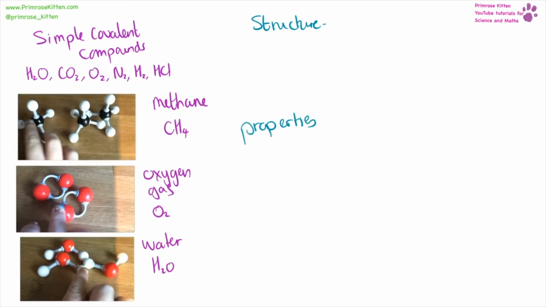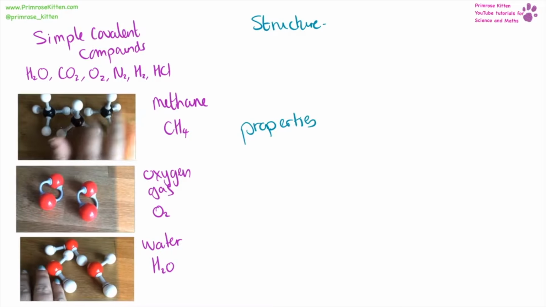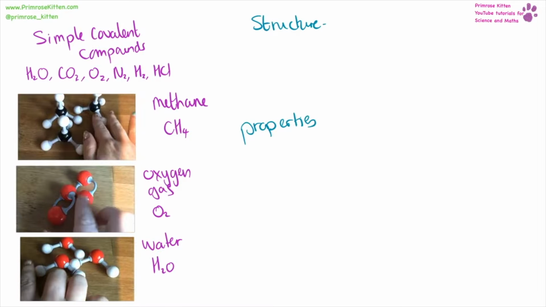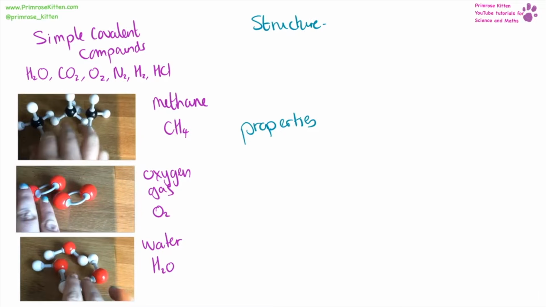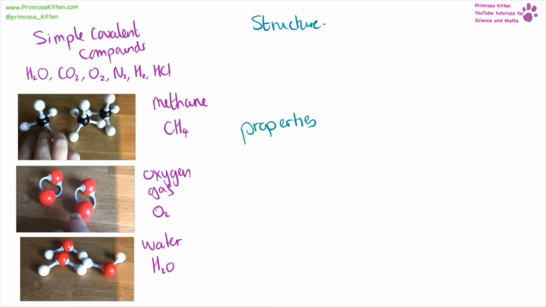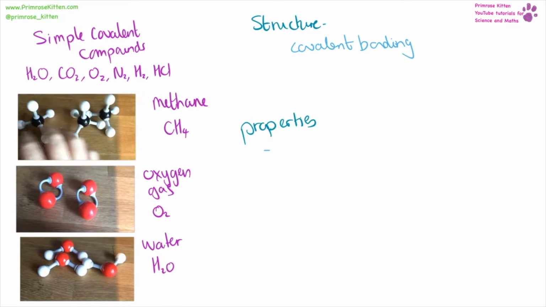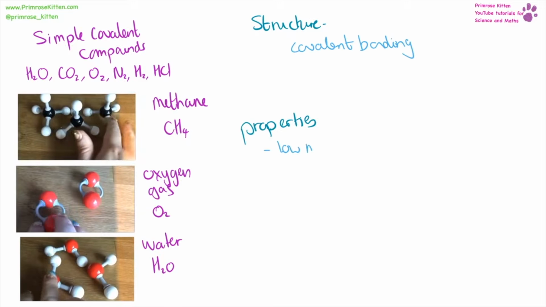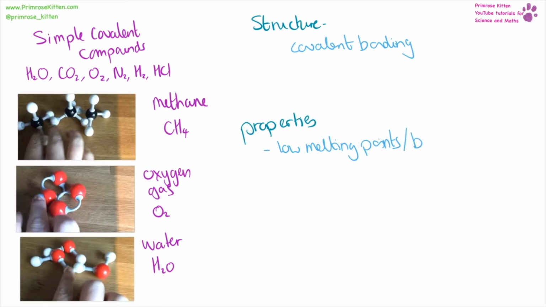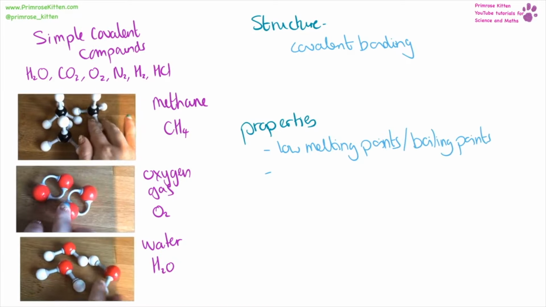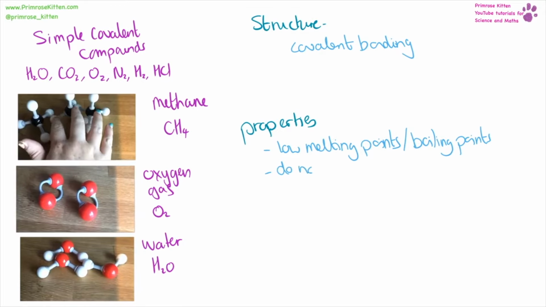For simple covalent compounds, such as water, carbon dioxide, oxygen, nitrogen, hydrogen gas, hydrochloric acid, or methane, or water, as we have here, they are very, very small structures. They have covalent bonding. Their properties is that they have low melting points and boiling points. They're generally going to be a gas at room temperature or a liquid at room temperature. They do not conduct electricity.